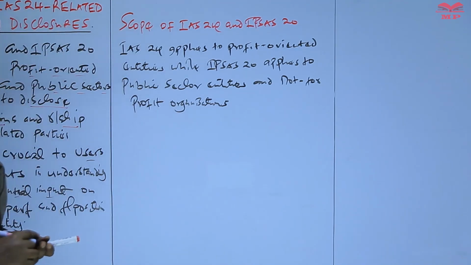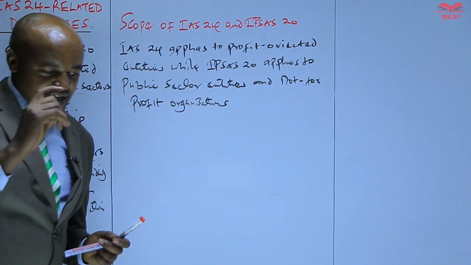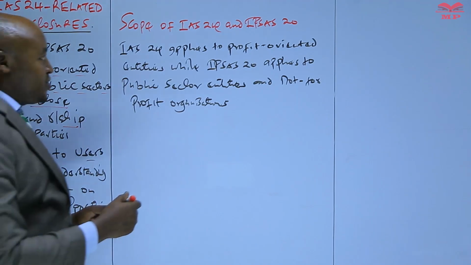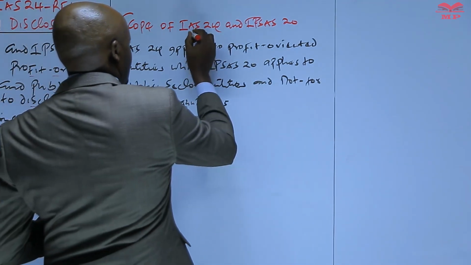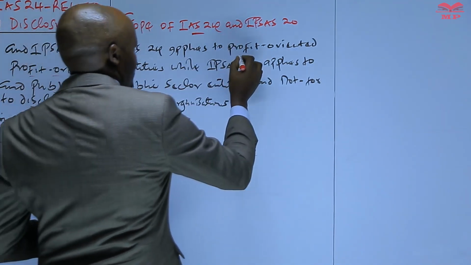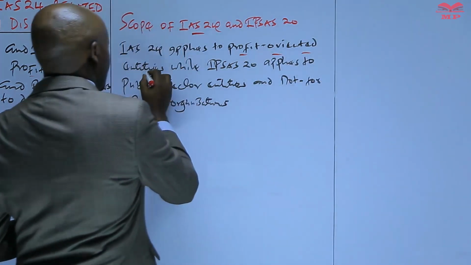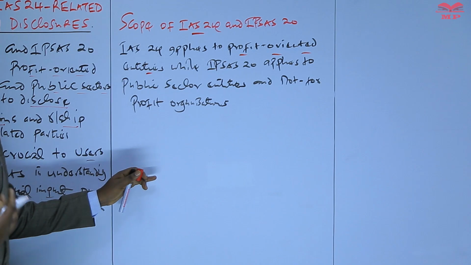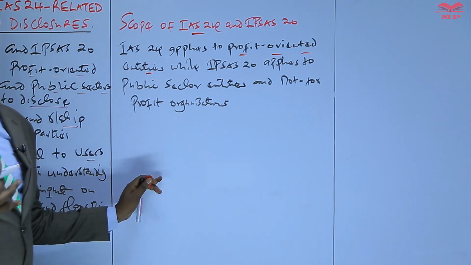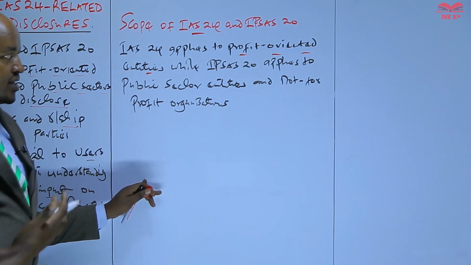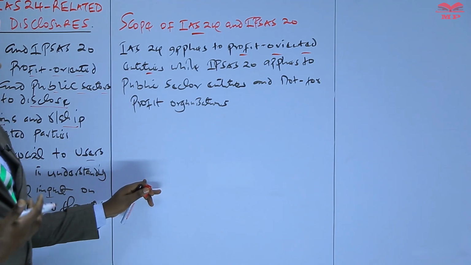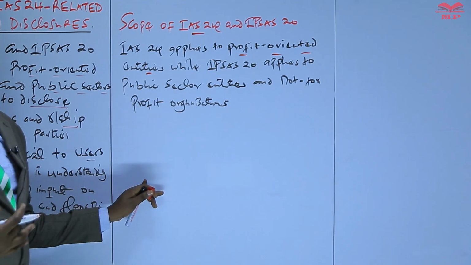So therefore we can say that is one of the main differences between these two standards, because we are saying International Accounting Standard number 24 will apply to the profit-oriented entities. Profit-oriented entities are those particular entities which operate with a motive of making profit. They sell some goods to the members of the public or provide services to the members of the public in order to make some profit.